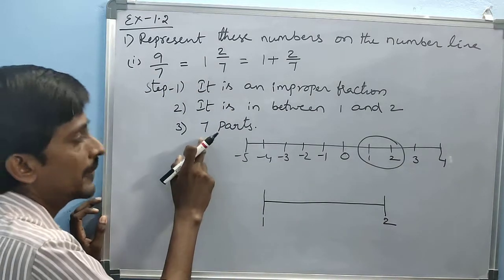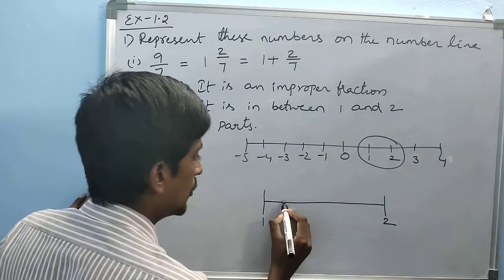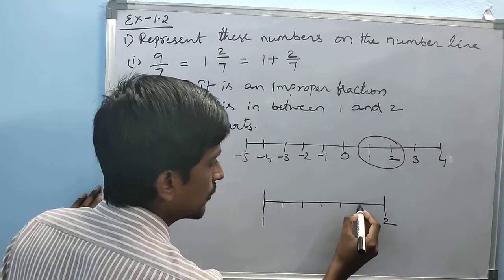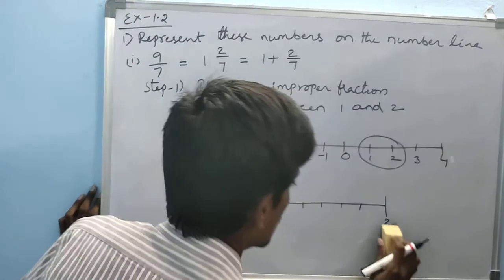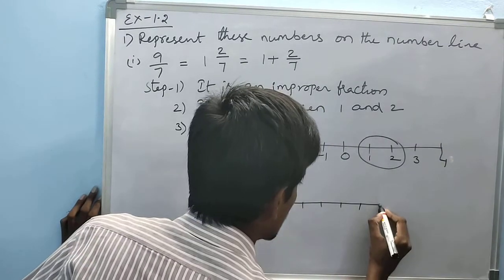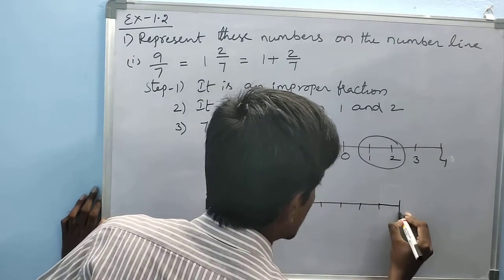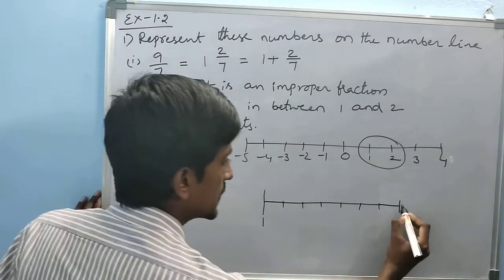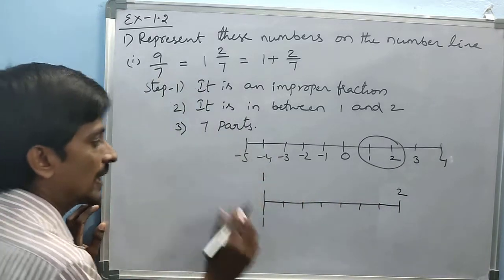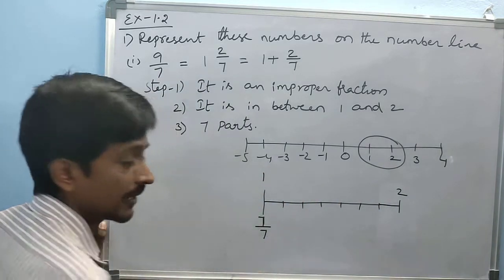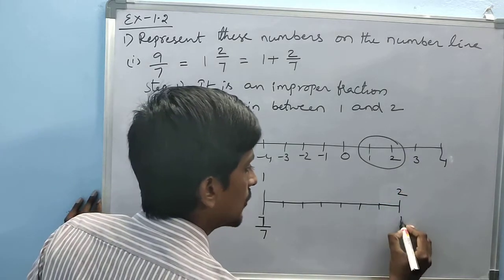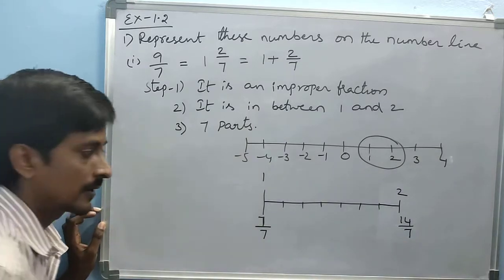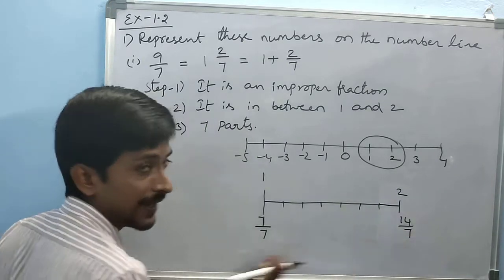Okay. How many parts? 7 parts. So 1, 2, 3, 4, 5, 6 and 7. 1, 2, 3, 4, 5, 6, 7 parts. So this is 2. This is 1. 1 can be written as 7 by 7. 2 can be written as 14 by 7. Denominator 7 is taken. Okay. So now these two are like fractions.